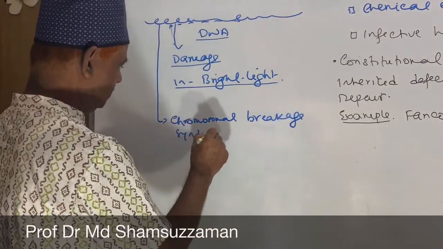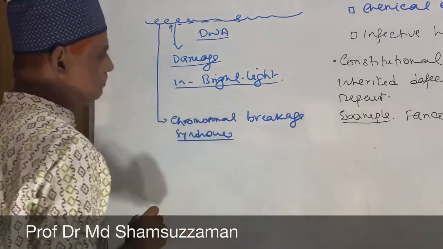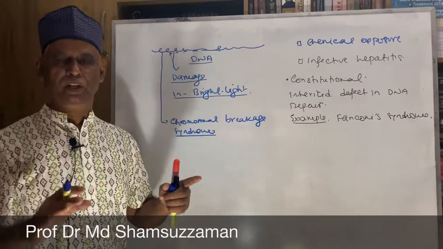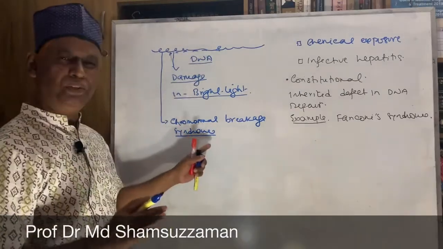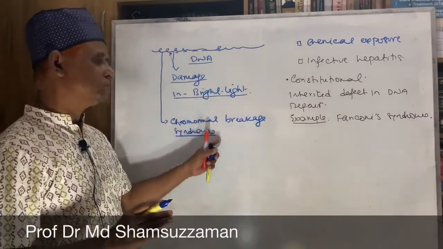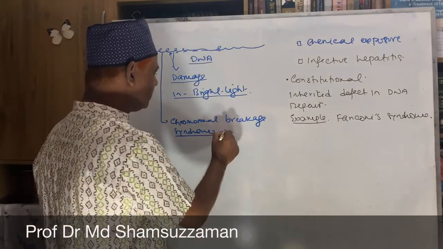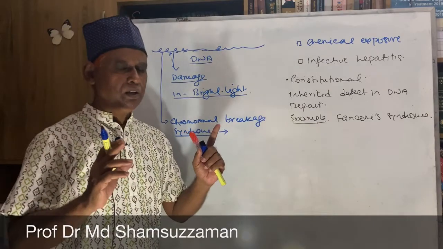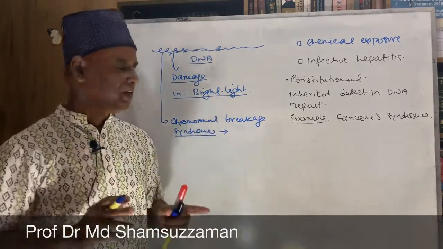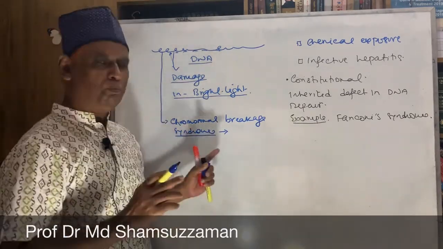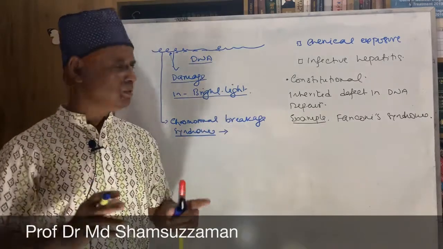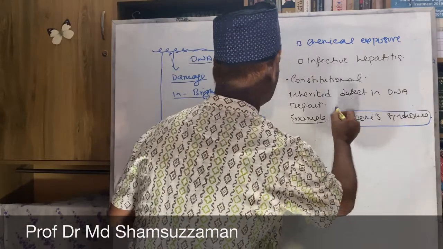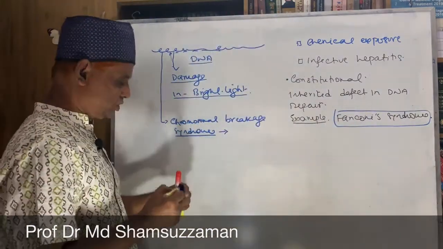syndrome. Again, recall, if damaged DNA is not repaired automatically in our body, this is a disease, and this is called chromosomal breakage syndrome. And this chromosomal breakage syndrome includes ataxia telangiectasia, xeroderma pigmentosum, Bloom syndrome, and Fanconi's syndrome. So Fanconi's syndrome is one of the chromosomal breakage syndromes.